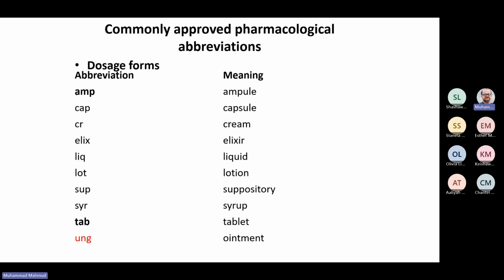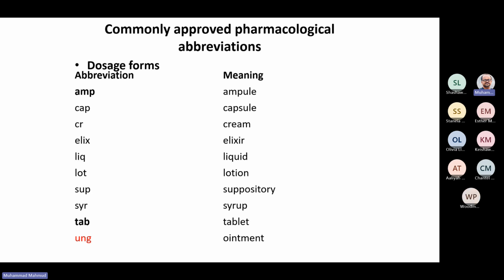As you can see in this slide from left, AMP for ampule, CAP for capsule, cream, elixir, liquid, lotion, suppository, syrup, tablets. These are pretty simple. That's straightforward. You can understand the meaning. But the last word here is ung. That's an exceptional word. Ung means unguium or ointment.